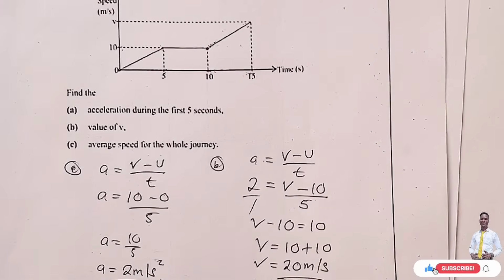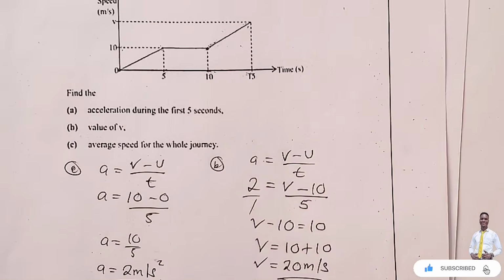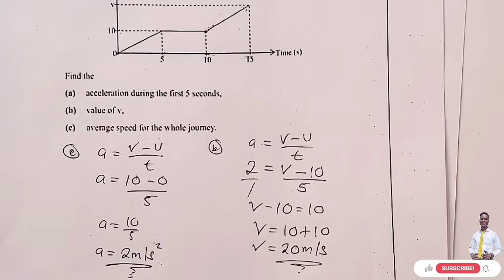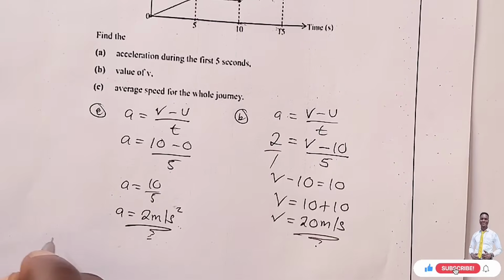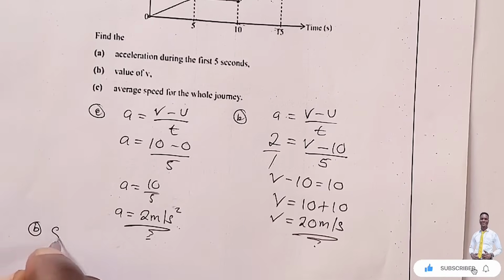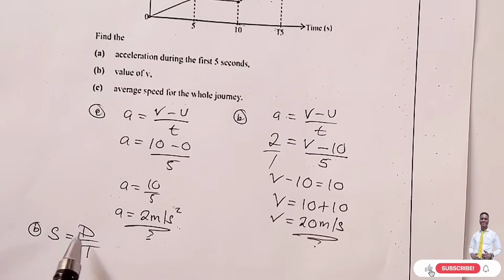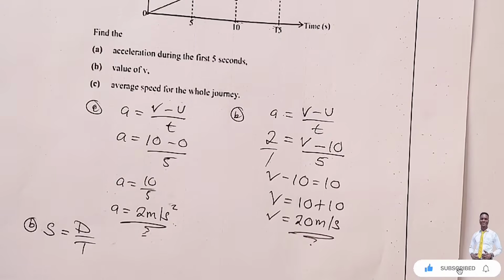Let's go to the last question, which is 3 marks, right? We are asked to find the average speed for the whole journey. To find the average speed, average speed is equal to distance covered over time taken. Now, time taken, we know is 15 seconds. Do you know the distance covered? No. So first, let's find the distance covered.